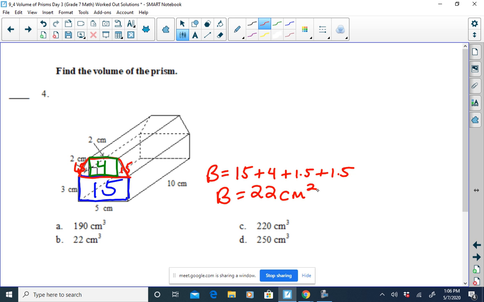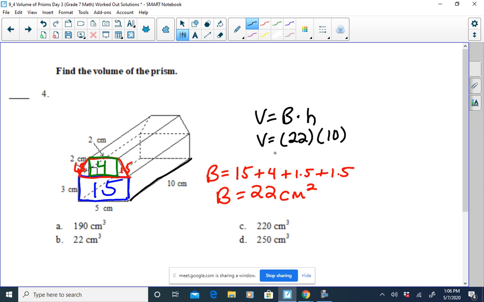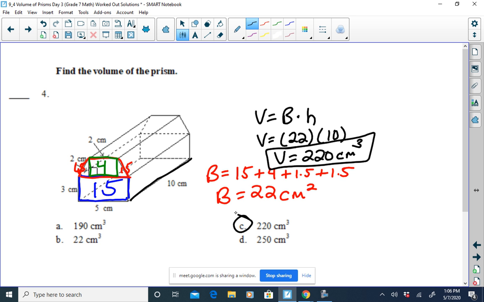So we have to find that base area first. And we kind of deconstruct that base, and we get 22 centimeters. And then we got to multiply by the height. And the height is 10. So volume is going to be equal to the base area times the height. That base area is 22. That height is 10. And that's where we get a volume of 220 cubic centimeters. All right, and that's where we get answer C for question 4.